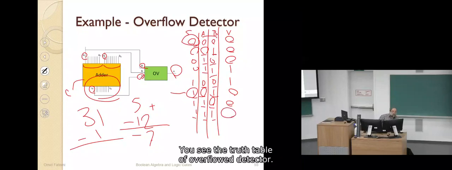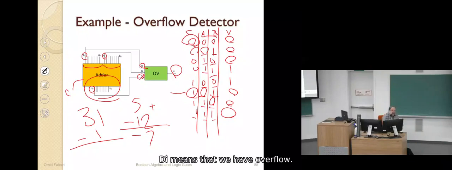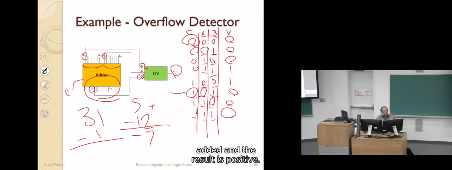You see, we built the truth table of the overflow detector. And in this truth table, 2 of 8 possible combinations generate 1. It means that we have overflow. When did we have overflow? When 2 positive numbers are added and the result is negative, or when 2 negative numbers are added and the result is positive. So this is the possible condition of overflow. Okay? So this would be the truth table.